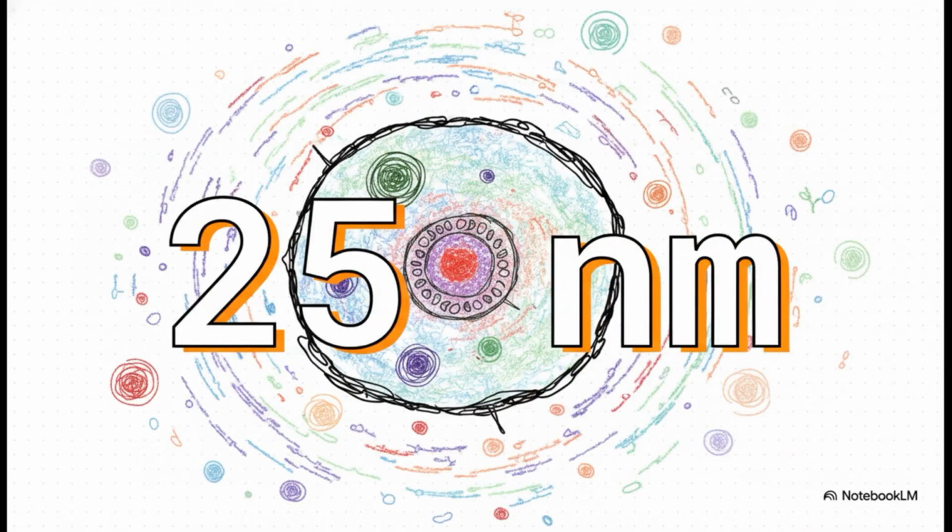And it gets even more mind-bending. Inside a cell, you have structures like the ribosome sitting at a diameter of just 25 nanometers. It's wild. It proves that inside the already tiny microscopic world, there's an entirely separate, even smaller nanoscopic universe operating at the exact same time.